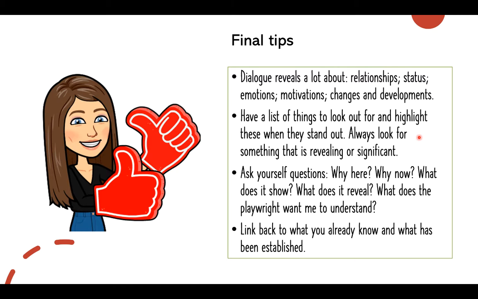Always look for something that is revealing or significant. If you don't think you can say something about it, don't pick it, don't talk about it. There'll always be something else. And ask yourselves questions. Why here? Why is this particular pause here? Why is this question here? Why does he repeat here? Why does she use that word there? Why now at this point in the play? Why at this point in the act or scene? What does it show? What does it reveal? What am I supposed to understand?